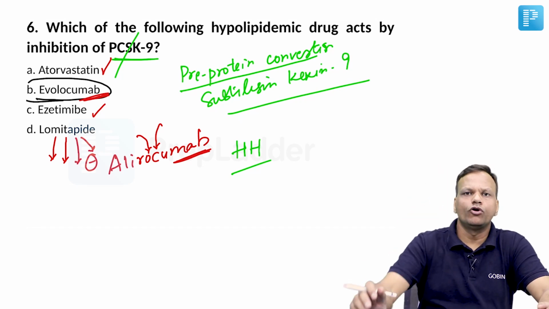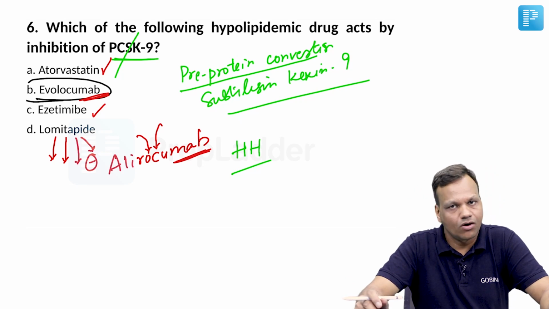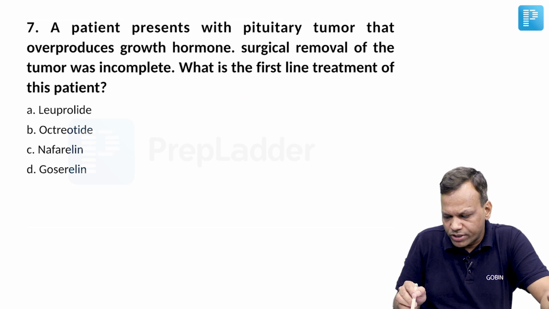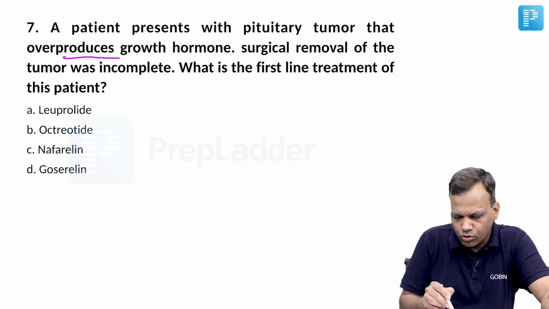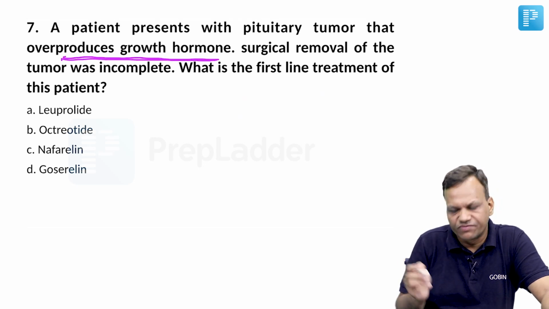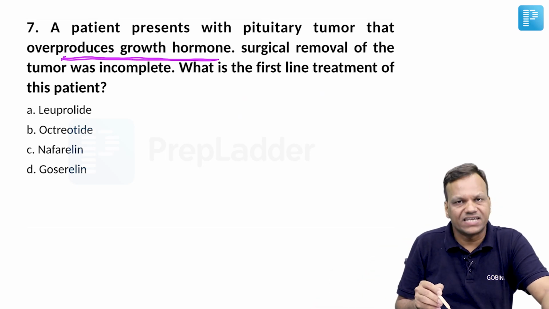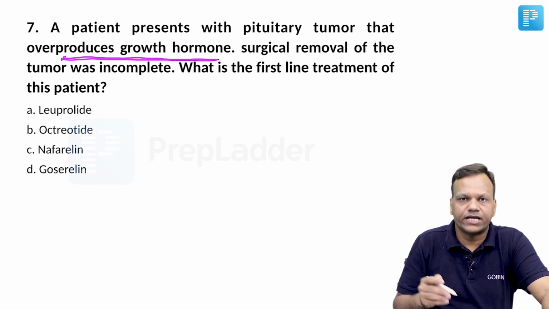Okay, so evolocumab is the answer in this case. Okay, moving to the next question. A patient presents with a pituitary tumor that overproduces growth hormone. So there is excessive growth hormone, symptoms of acromegaly. Surgical removal of the tumor was incomplete. So what is the first line treatment for this patient?